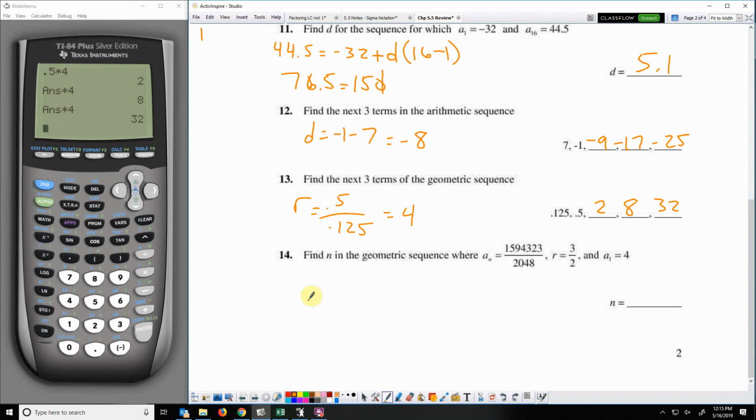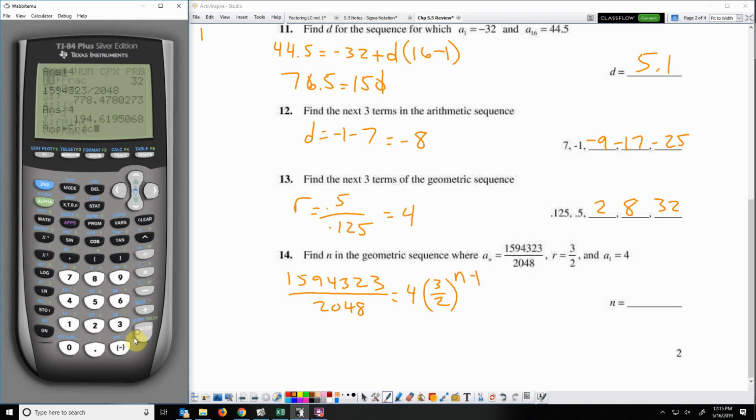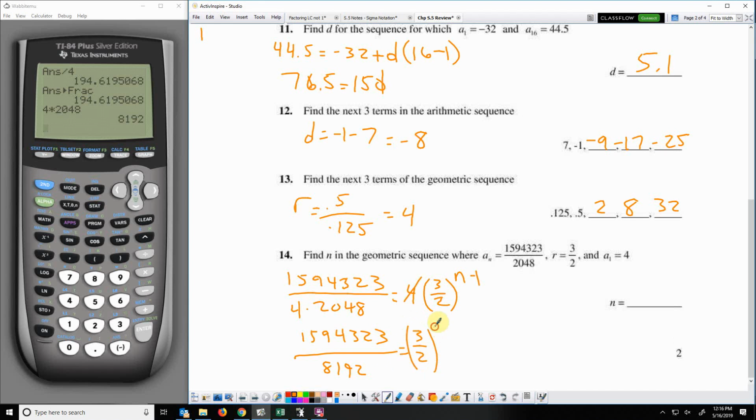And find n in this geometric sequence. Okay, so a sub n equals a1 times r to the n minus 1 power. So I can divide by 4, so that's 1594323 over 2048 divided by 4. Okay, so it does not want to give me that as a fraction, so I'm just going to be a little more tricky than that, and I'm going to divide both sides by 4 like this. 1594323 over 4 times 2048 equals 3/2 to the n minus 1 power.